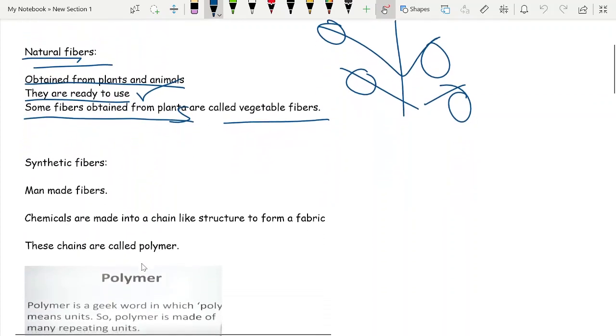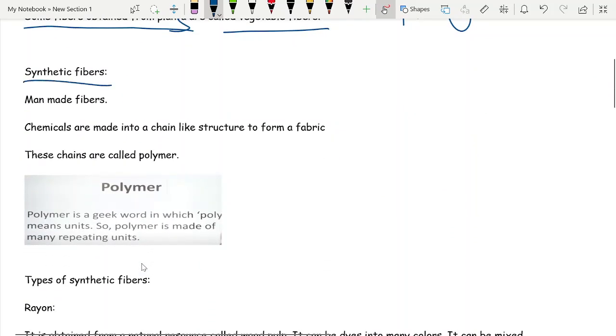Now synthetic fibers. What are synthetic fibers? They are man-made fibers, meaning they're not natural. They go through a man-made process before they're ready to use. All right. You know that cotton went through a process as well, which was basically shaping it. But in man-made fibers, it needs to go through chemicals. All right. So it goes through chemicals.